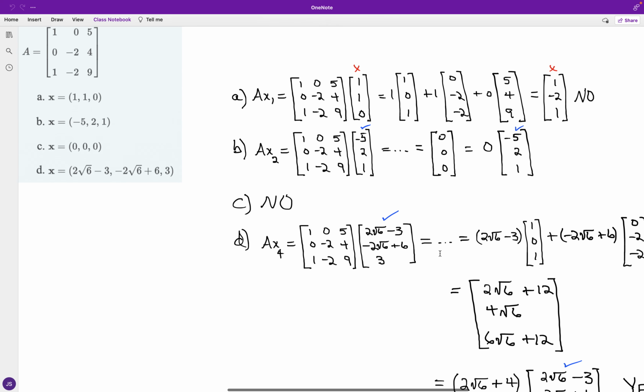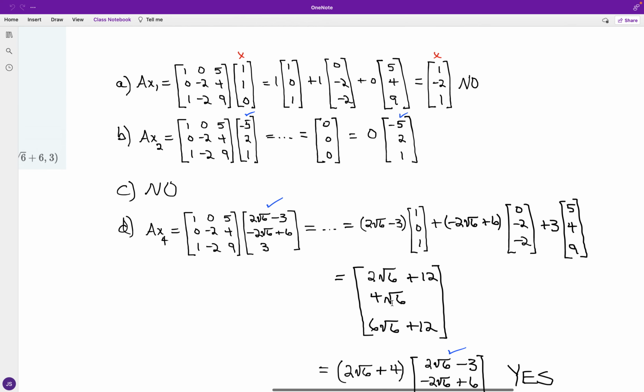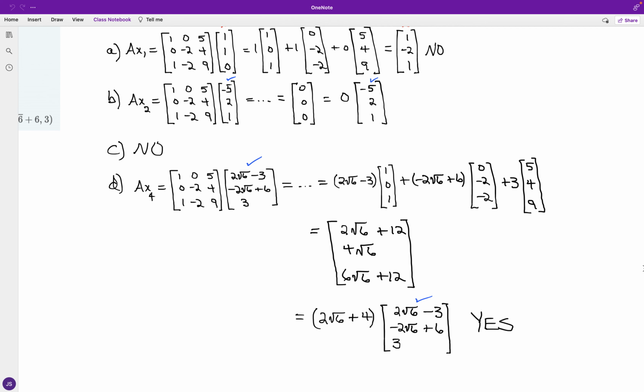And for D, we have x equal to 2 square root of 6 minus 3, -2 square root of 6 plus 6, and 3. Running it through the process, and what's going to happen here? For the layout on this one, in the result, we have 2 square root of 6 plus 12 for the top row, 4 square root of 6 for the middle row, and 6 square root of 6 plus 12 for the bottom row. And all of these will be multiples of the inside terms for the proposed eigenvector.